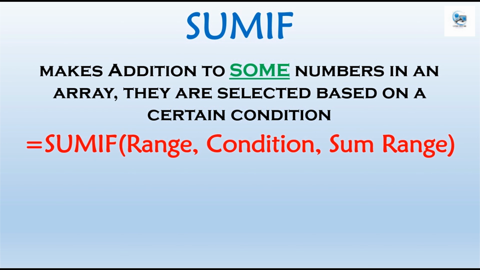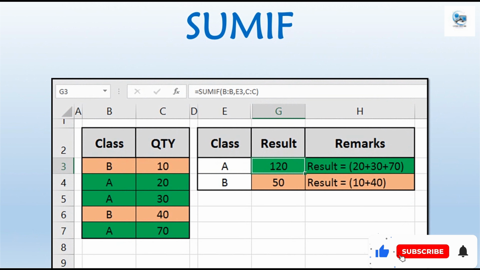So SUMIF checks this condition within this range, and when it happens, SUMIF adds the corresponding number in the sum range, and this is how SUMIF works. Let's see an example for it.